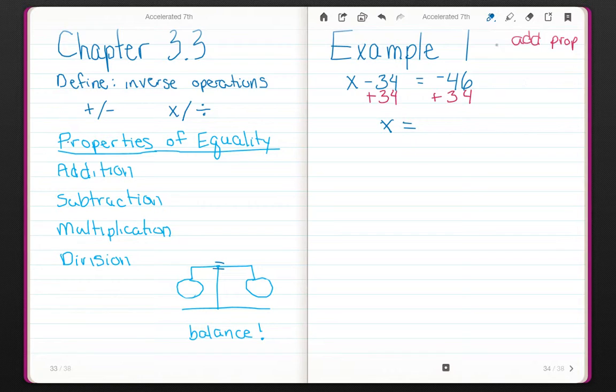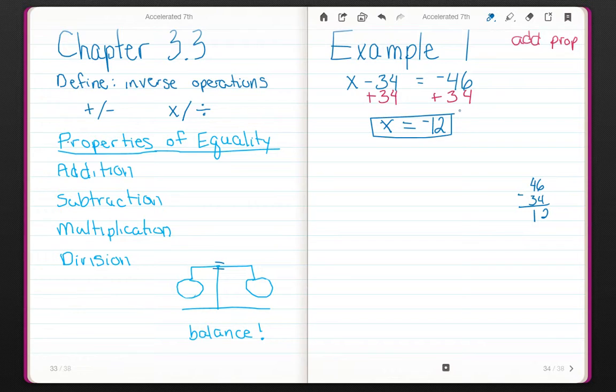And negative 46 plus 34, using my rules, 46 minus 34 equals 12. Negative 46 has the larger absolute value, so my answer is negative 12.